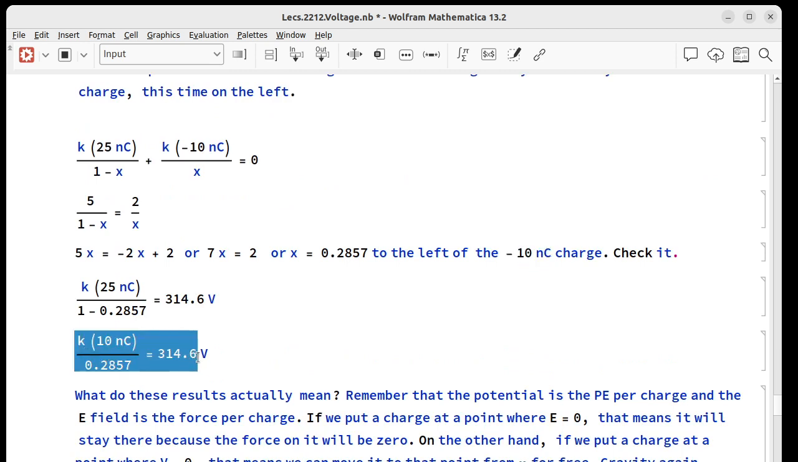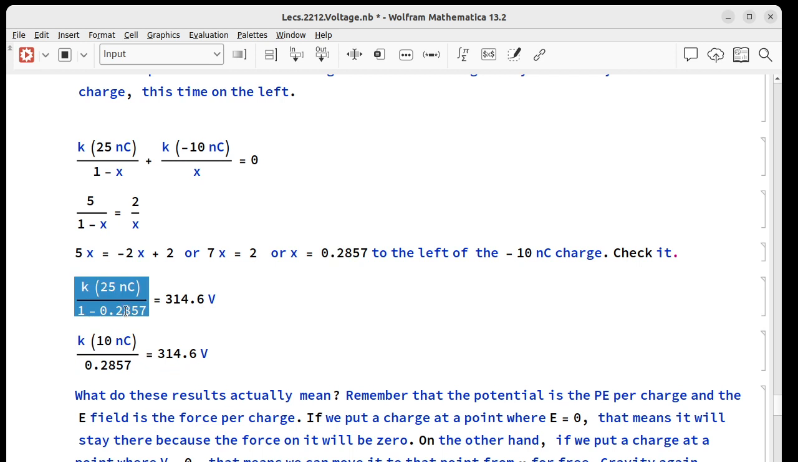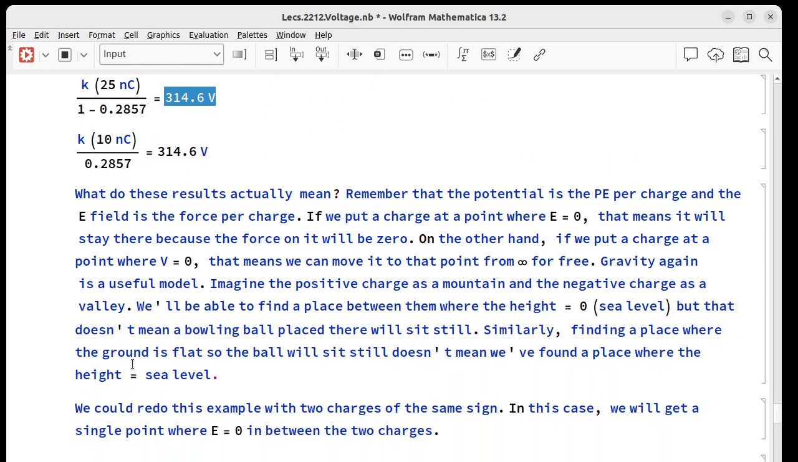So we get 315 volts there. If we're 0.286 or whatever meters to the left of the small charge, we're 1 minus that to the right of the big charge. 315 volts there. So it works. Now, what's the real meaning associated with this?